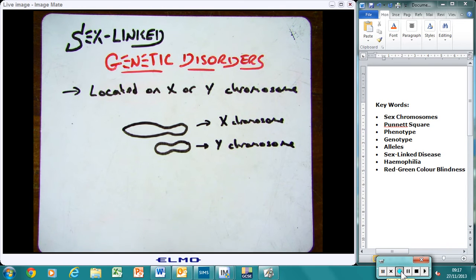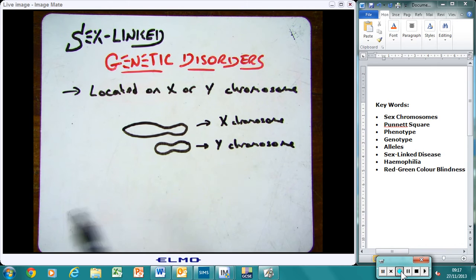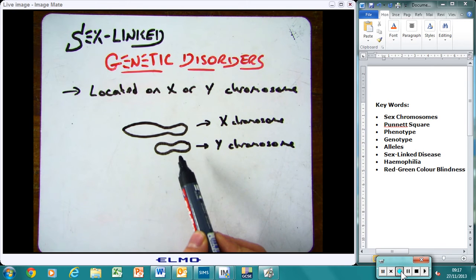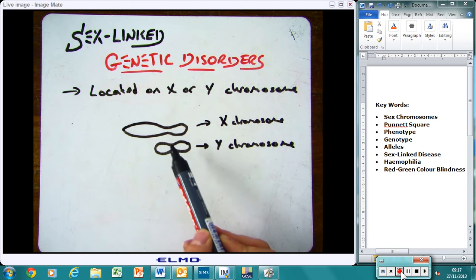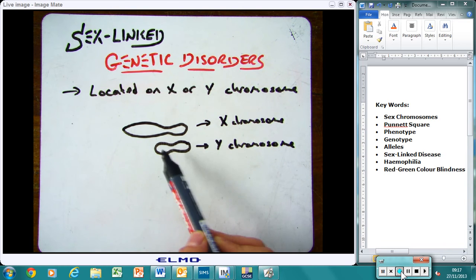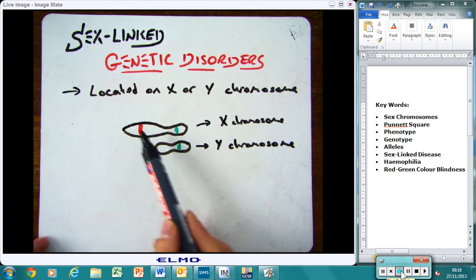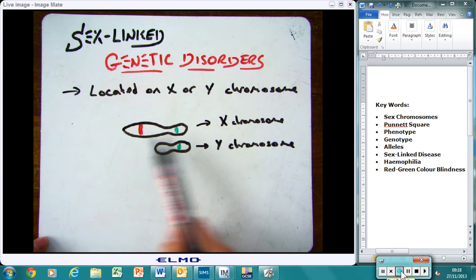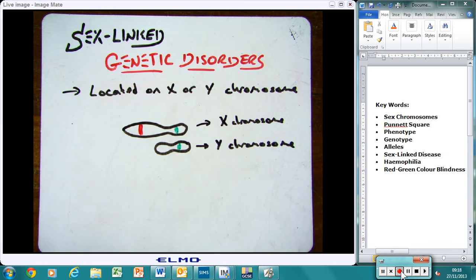So as I've pointed out in the previous part of this video, the X chromosome is much bigger than the Y chromosome. That means the Y chromosome contains less genetic information and the X chromosome contains a lot more. This means that the Y can contain fewer genes for the sex-linked disorder. So in other words, if the X chromosome had 2 sex-linked genetic disorders on there, the Y chromosome may only have room for 1. And that comes into when we look at alleles and recessive and dominant genes.